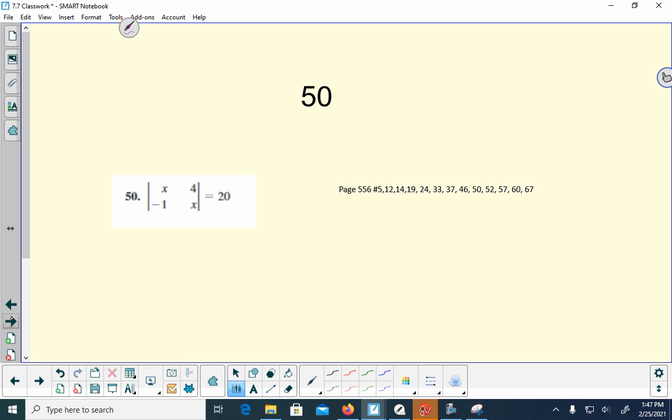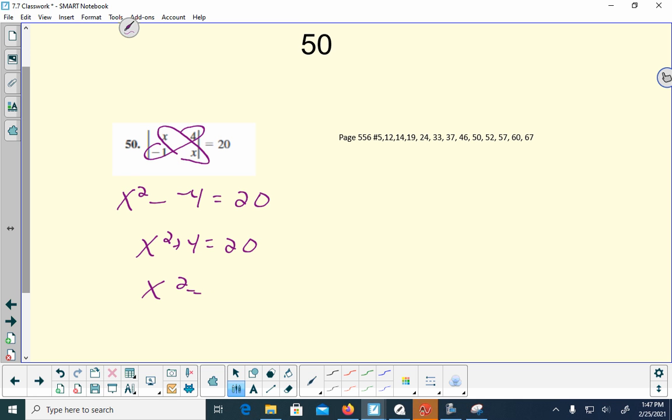The next one, I want to find the value of X so that the determinant is equal to 20. So I'm just going to go ahead and do this. X times X is X squared, minus negative 1 times 4, which is negative 4, and I'm trying to show that that's equal to 20. So this is x squared plus 4 is equal to 20. Subtract 4 from both sides. I'm going to get x squared is equal to 16. Square root, and x is equal to plus or minus 4.